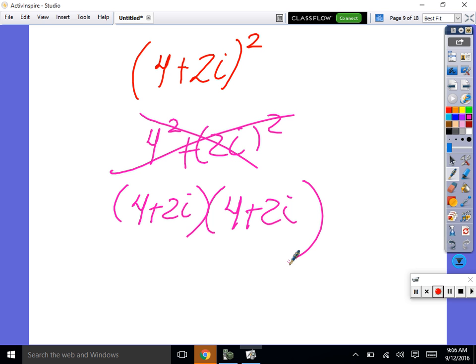Now we have to be able to get that far, and then we have to be able to distribute correctly, correct? Isn't that last one going to be the last distribution? I'm not going to go through all of it because we don't have time. Won't that last distribution be positive 4i squared? We're not going to forget the i squared, right?